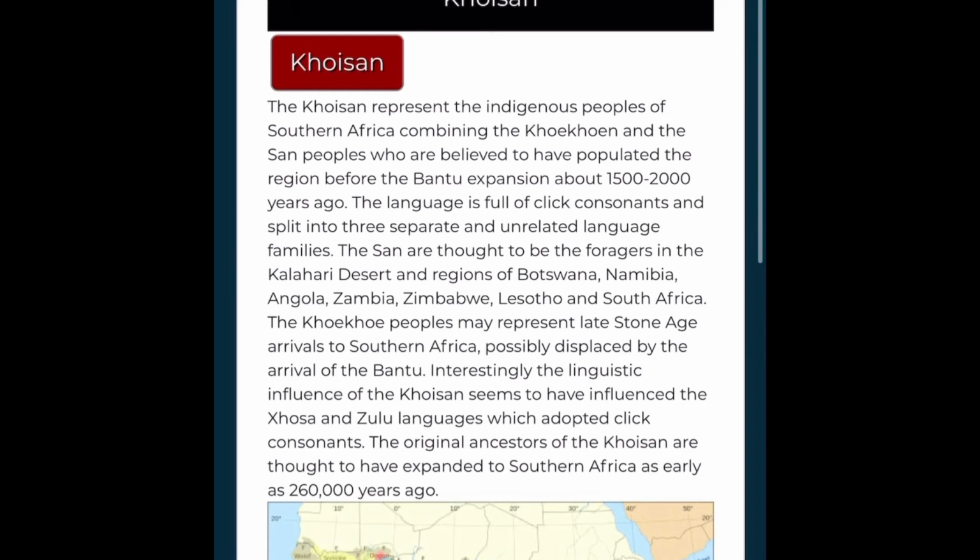The Kwekwe people may represent late Stone Age arrivals to southern Africa, possibly displaced by the arrival of the Bantu. Interestingly, the linguistic influence over the Khoisan seems to have influenced the Xhosa, I hope I did that right, Xhosa and Zulu languages, which adopted click consonants. The original ancestors of the Khoisan are thought to have expanded to the southern Africa region as early as 260,000 years ago.